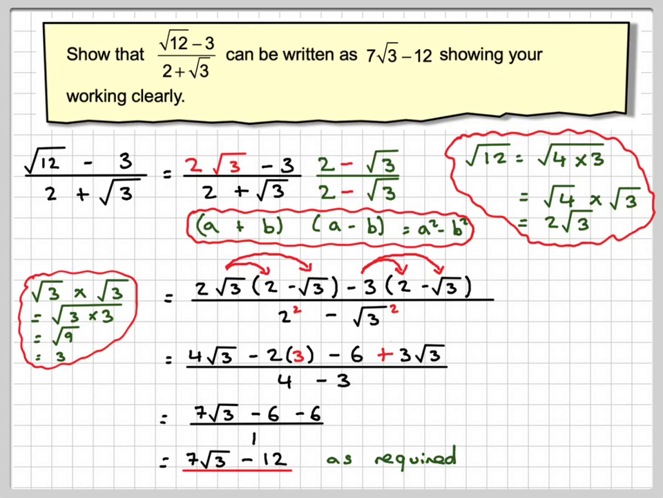Okay, so this has been a video to show you first how to simplify a surd and then rationalize the denominator to get the given result.